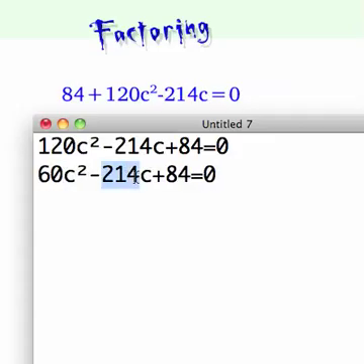If I divide the 214 by 2, I get 107, which is a prime number. If I divide 84 by 2, that gives me 42. And if I divide 0 by 2, I get 0. All right, so now I'm going to have to do trial and error, or PSF.